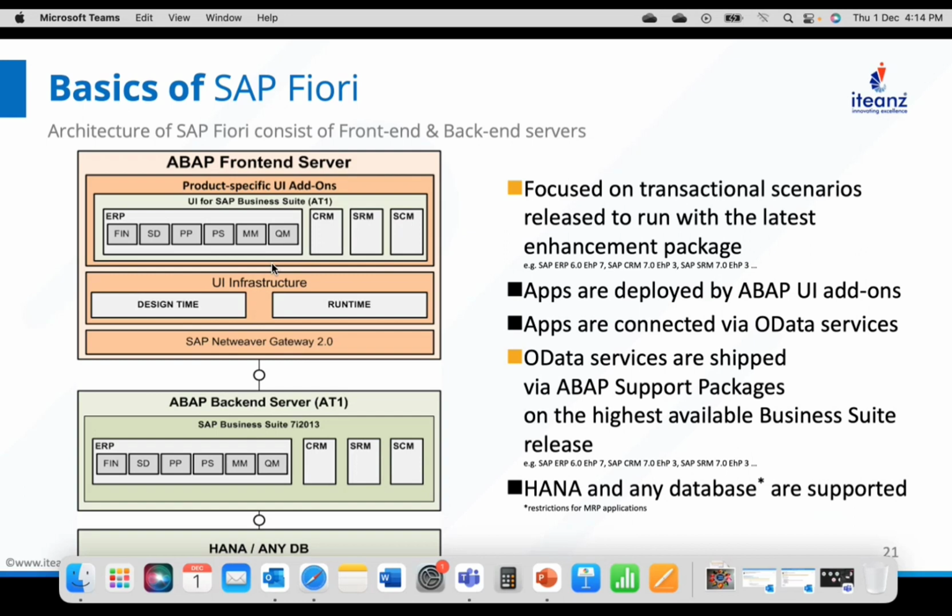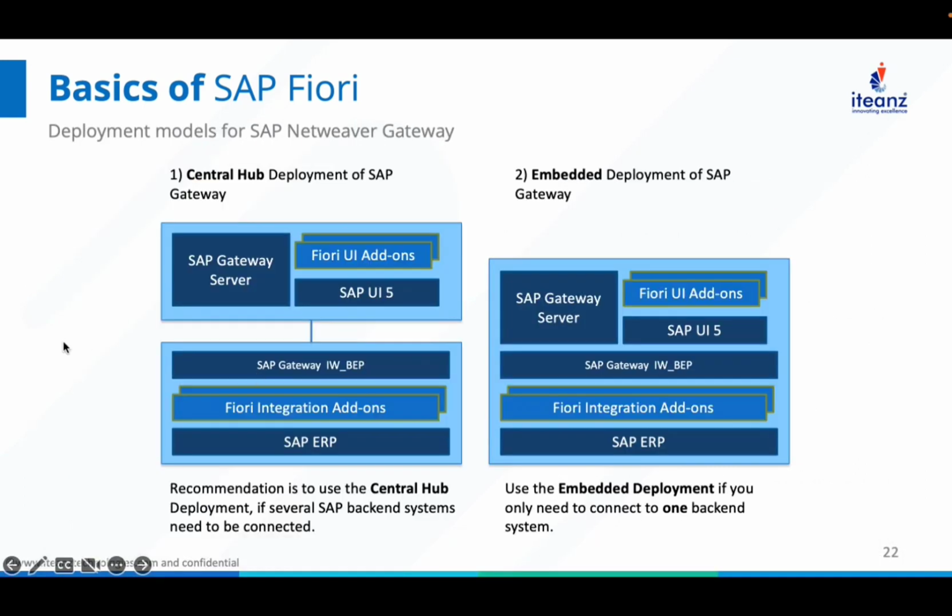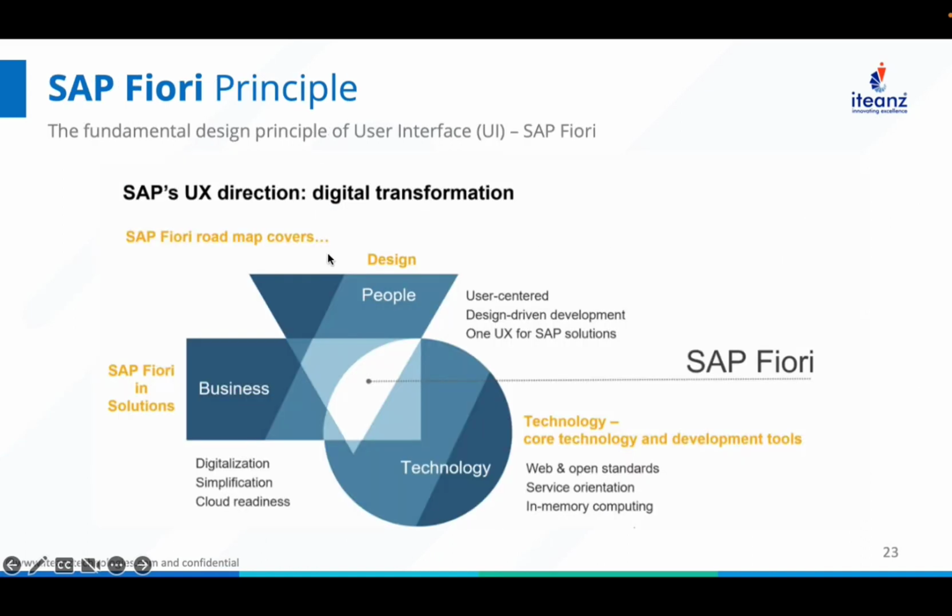The Fiori front end talks to different backends. The backend is mostly the ABAP system. So it talks to the backend and gets the responses required for the application. In terms of deployment, Fiori has a central hub as well as an embedded model. The embedded model works better for a single system. The central hub works for multiple systems in the landscape. So this is what it is about central and embedded. We will run through quickly so that we can go to the core topic in some time.